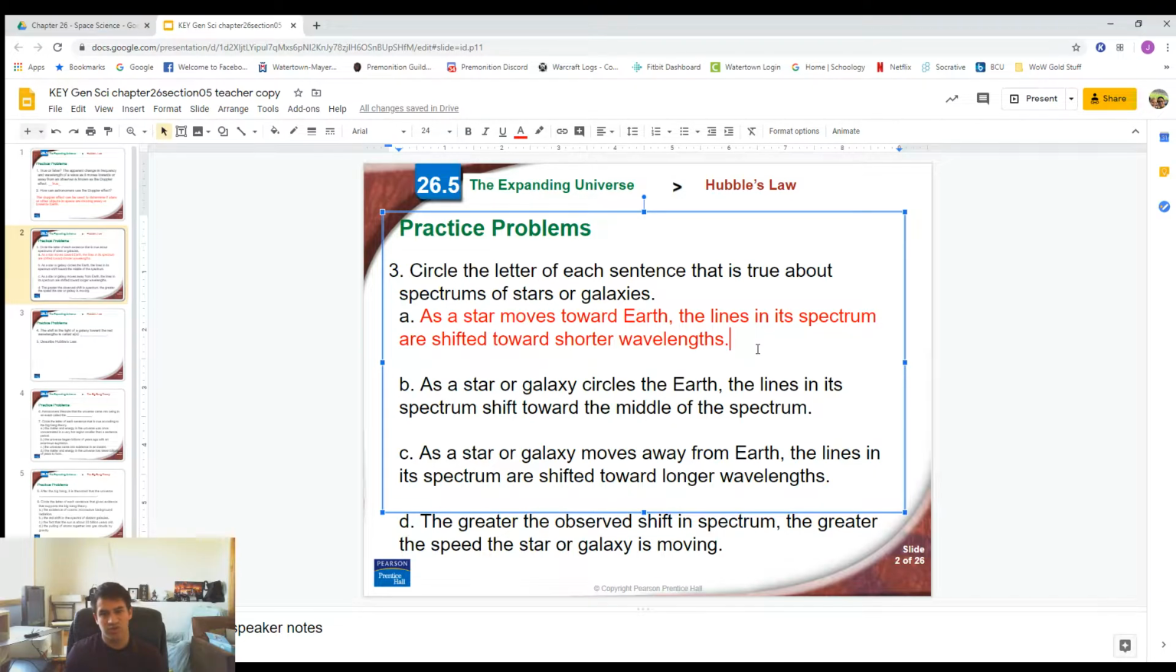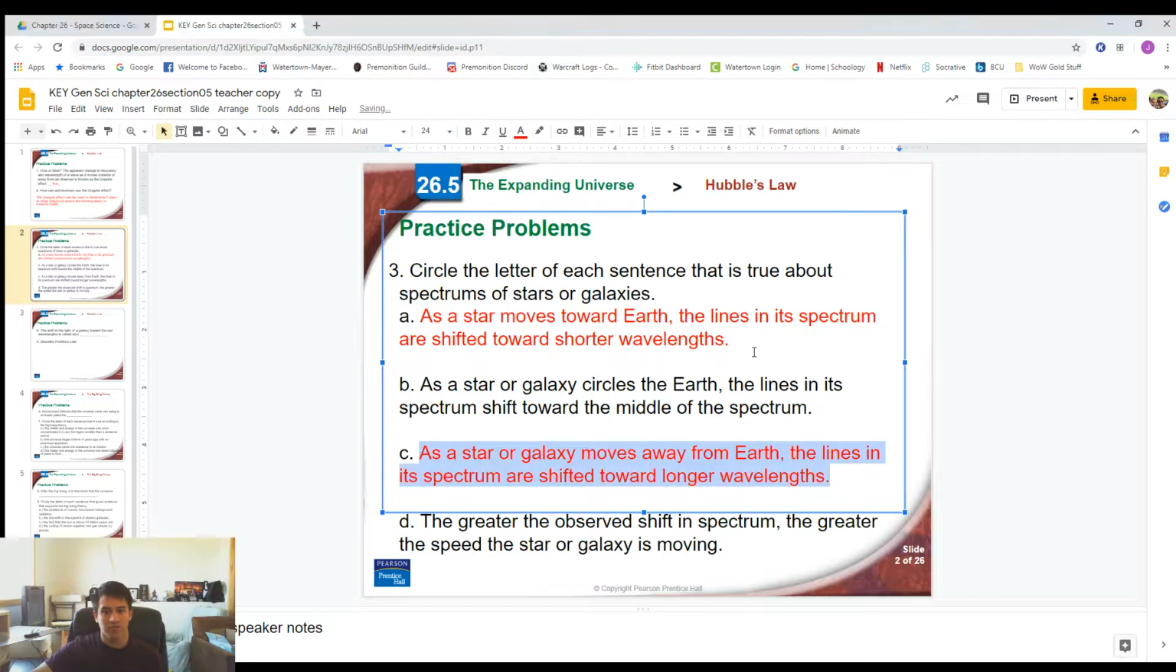Letter B, as a star or galaxy circles the Earth, the lines in its spectrum shift towards the middle of the spectrum. That is not true. Well, there are no stars or galaxies that circle the Earth, so I guess we're just going to say that that's not true at all. So, letter C, as a star or galaxy moves away from Earth, the lines in its spectrum are shifted towards longer wavelengths. That is also true.